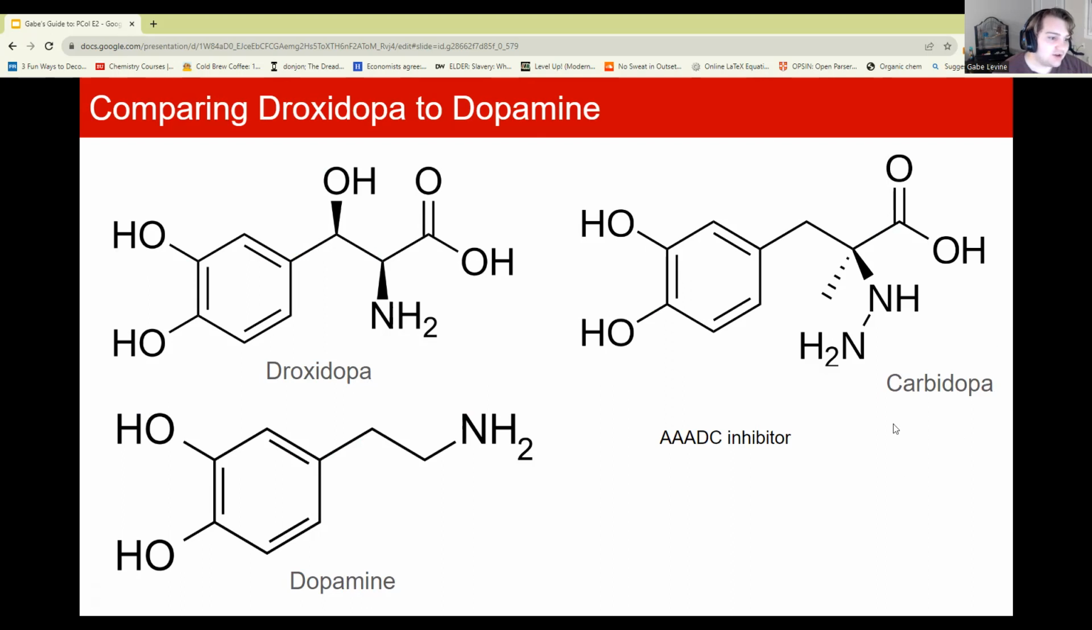Whereas when you look at carbidopa, which inhibits the same enzyme, it seems like having this hydrazine link leads to inhibition, as well as this methyl group here. So just a little bit of med chem for you. You don't have to memorize this slide. This is not PQL.